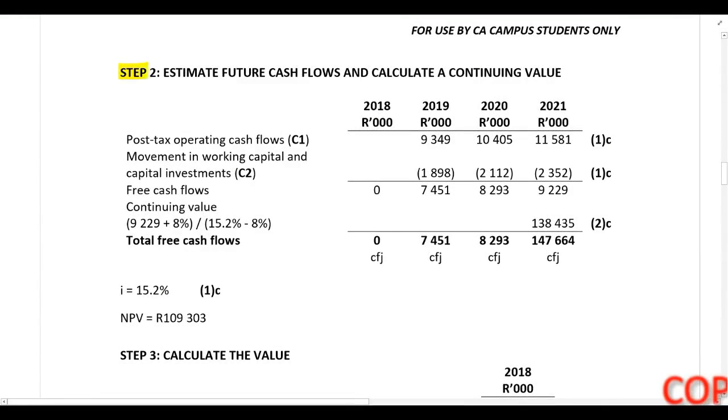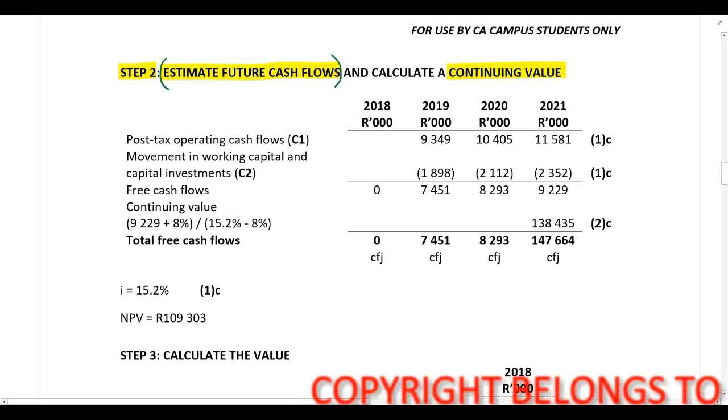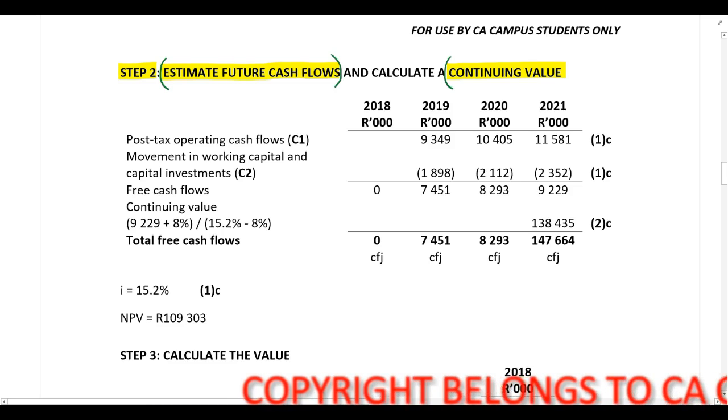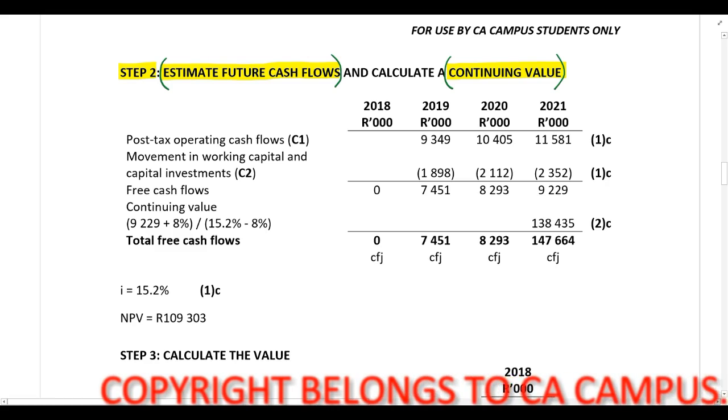Then in step 2, you need to estimate future cash flows and then calculate a continuing value. All right, so first we need to estimate our future cash flows, and after we've done that, we can calculate a continuing value. Let's first look at estimating the future cash flows.